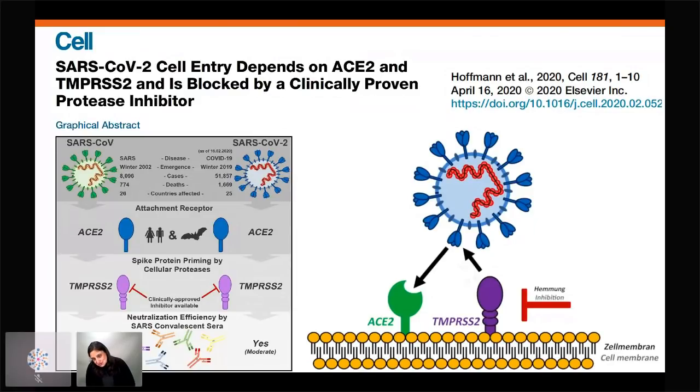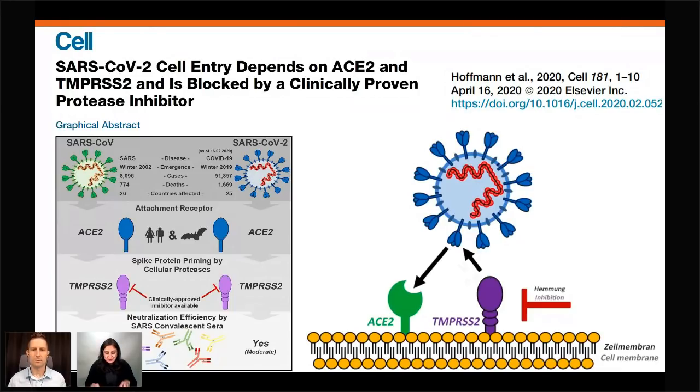Now you can see that sort of purple thing sticking up on the cell membrane. That happens to be an enzyme that our cells have. It's called a protease, which means it breaks proteins apart. And it turns out that that protease that we have is the thing that's activating the spike protein to bind to the ACE2 receptor. In other words, we're making it easier for the virus to attach to our own cells.